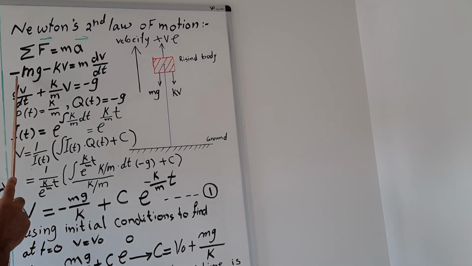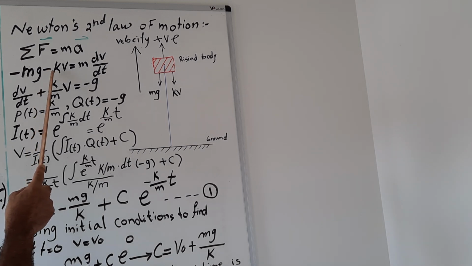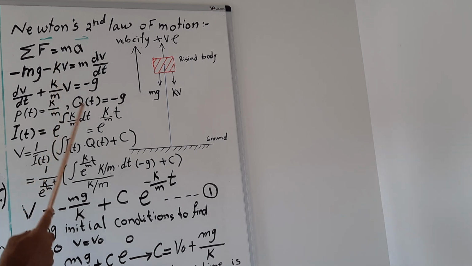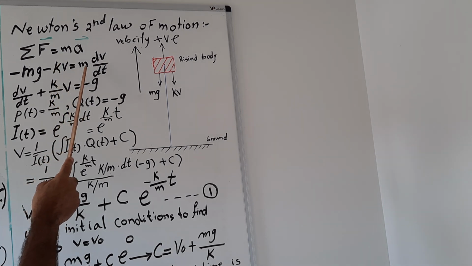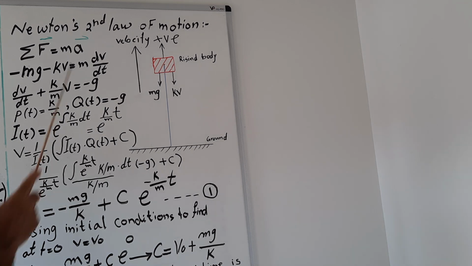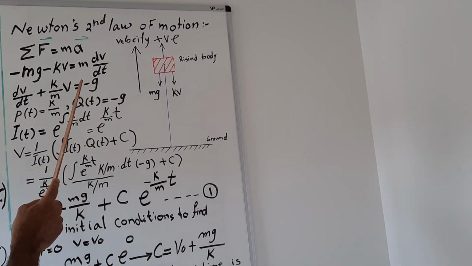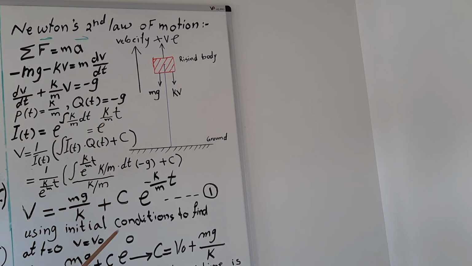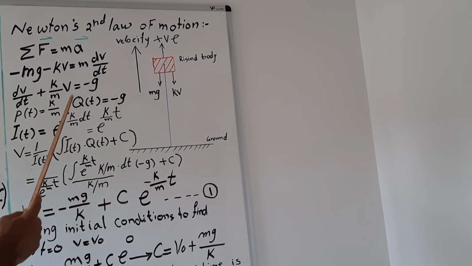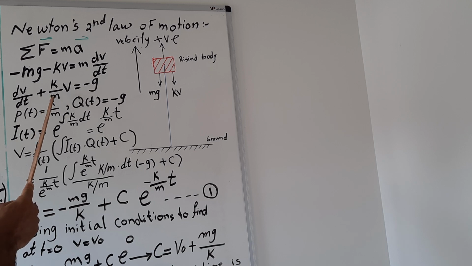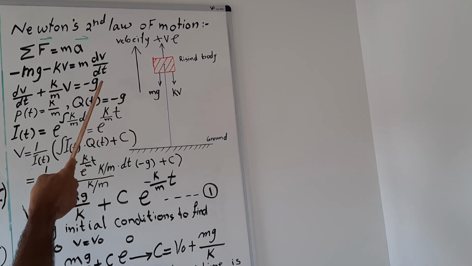So here the weight minus mg, where g is 32 feet per second squared, the acceleration, minus kv equals m dv over dt. This is the acceleration, the derivative of the velocity. And then again, this is a linear differential equation. P of t is k over m, and q of t is minus g.